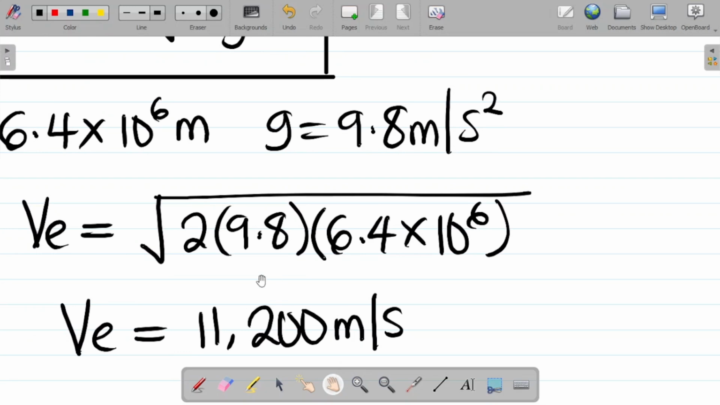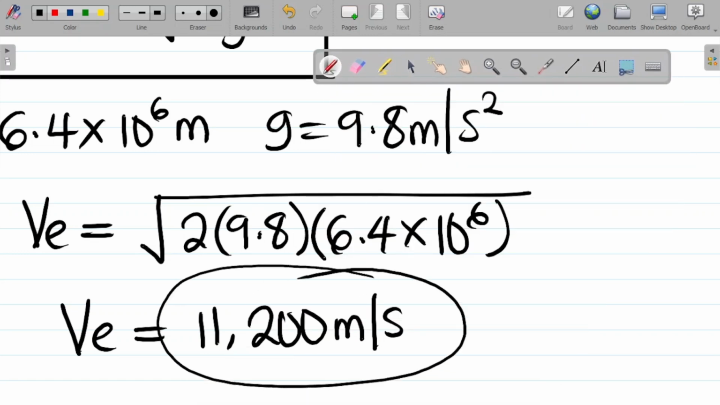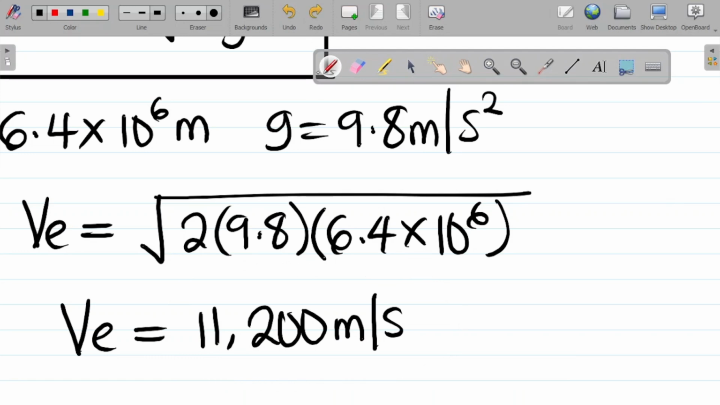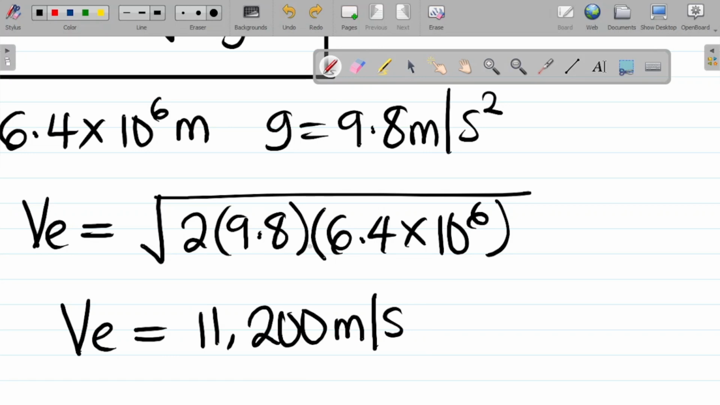Now, what this simply means is that for any body to escape the Earth's gravitational pull and perhaps launch into space, that body must be projected with a velocity of minimum 11,200 meter per second. So anybody that is projected with a velocity above 11,200 meter per second would most likely surpass the Earth's gravitational pull and launch into space.